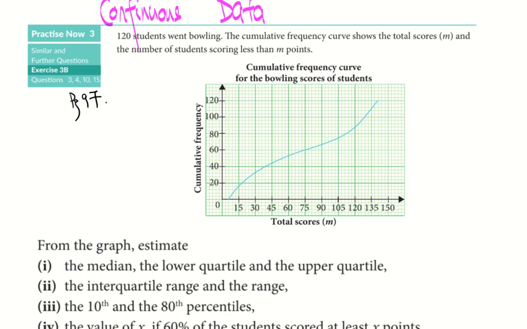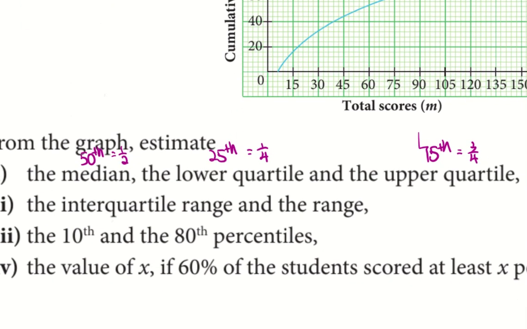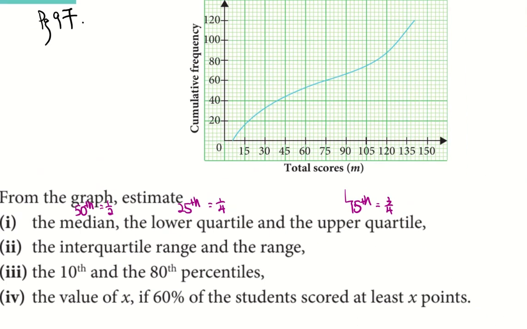Okay, earlier on we did discrete data. Now when it comes to continuous data, we have to make use of the cumulative frequency curve. So in a continuous set of data for a cumulative frequency curve, instead of just looking at percentile, I can make use of fraction. So I converted to the fraction to make our job a little bit easier.